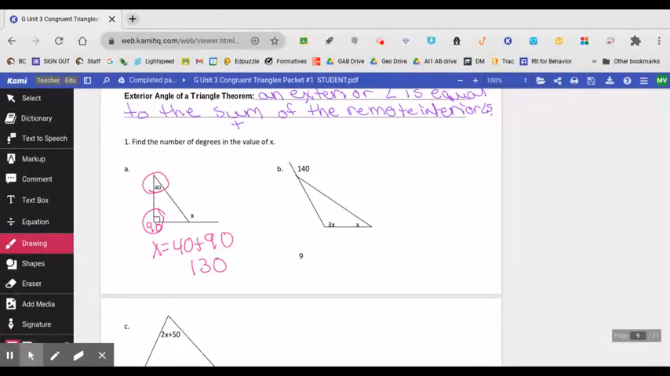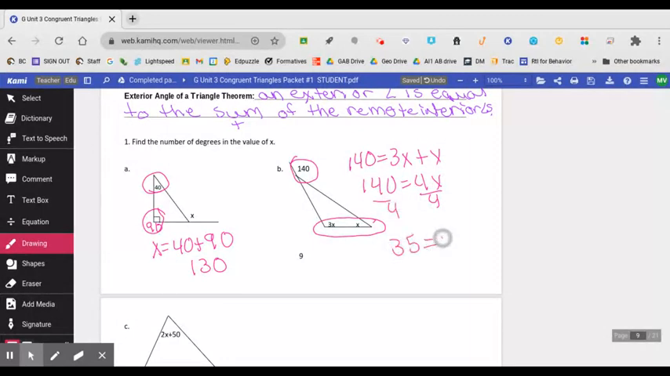Again, here, this exterior angle of 140 is equal to the sum of the remote interior angles. Remote interior angles means the angles that are inside the triangle but far away from that. So that means 140 is equal to 3x plus x. So that means 140 equals 4x. We divide by 4, and 35 equals x.